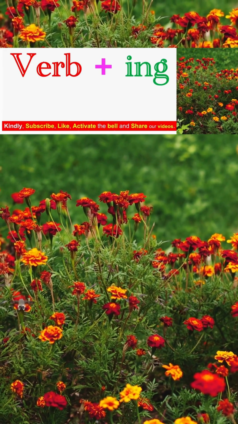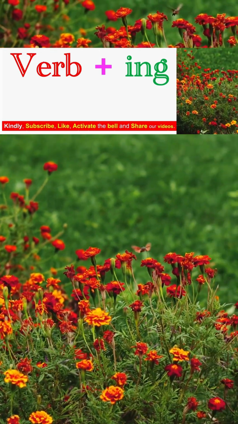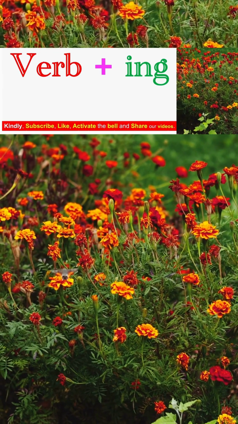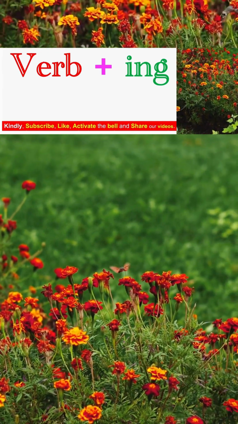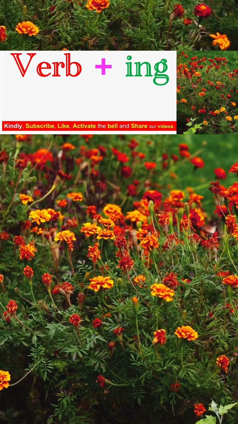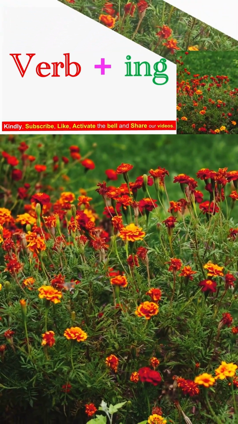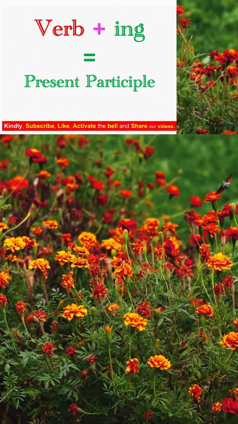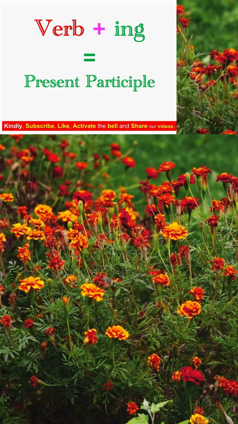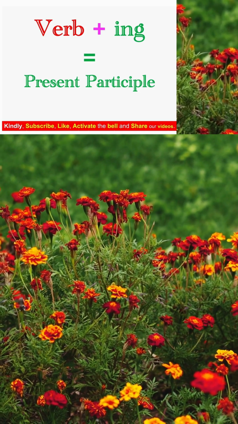Verb plus ing. Not all the verbs take just ing. This is one thing that you should know from the very beginning. So we add ing just to action verbs, the verbs that do an action. Verb plus ing is called in English grammar present participle. For you as a beginner, level 1, remember just verb plus ing.